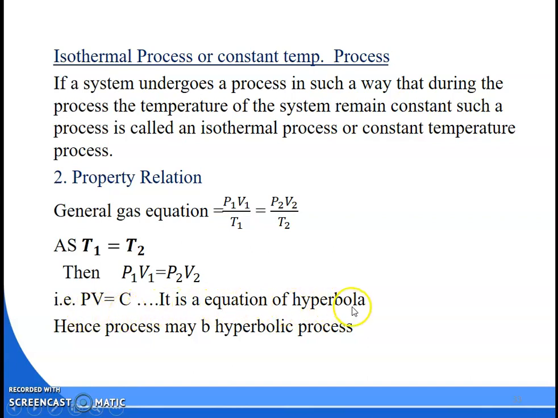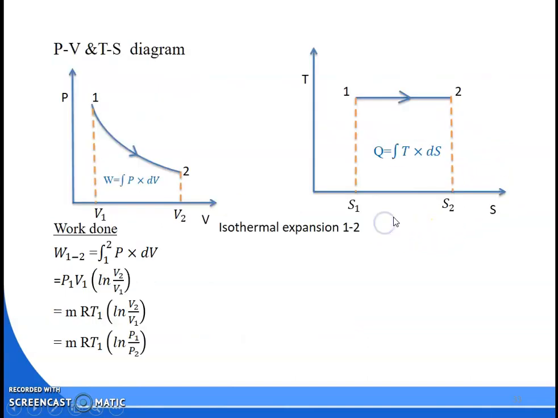So it is the equation of a hyperbola. Hence the process may be a hyperbolic process. If PV is equal to constant, that may be a hyperbolic process. Which law? Boyle's law. The isothermal process follows which law? Boyle's law. Okay. So this is the PV and TS diagram.